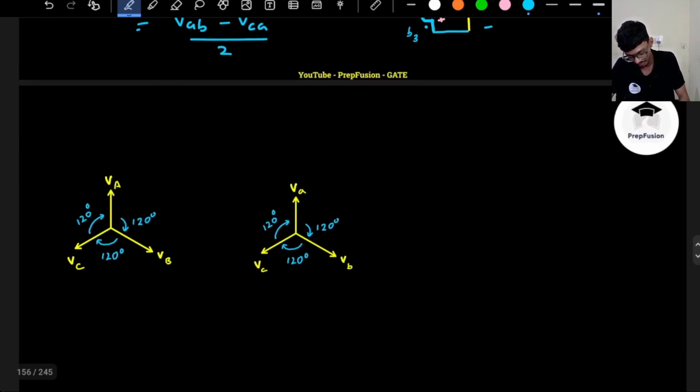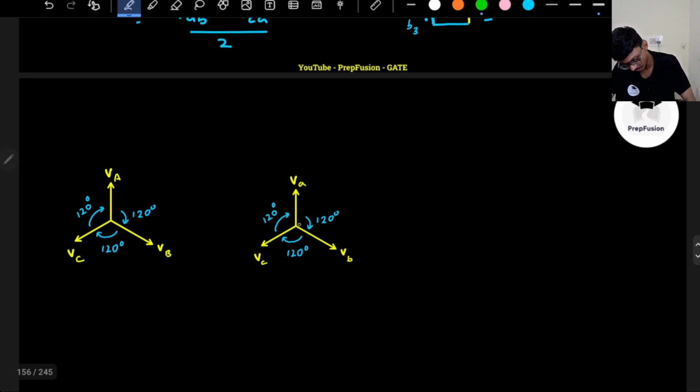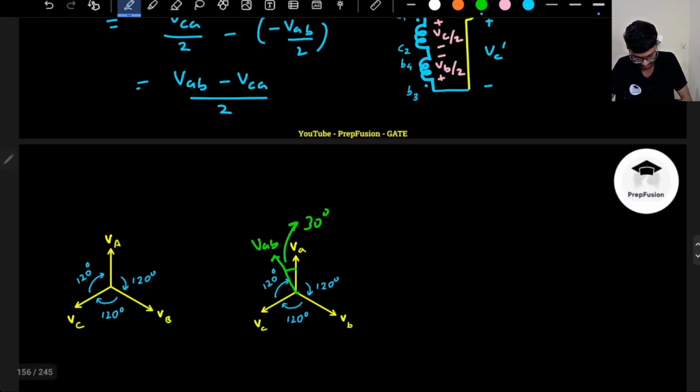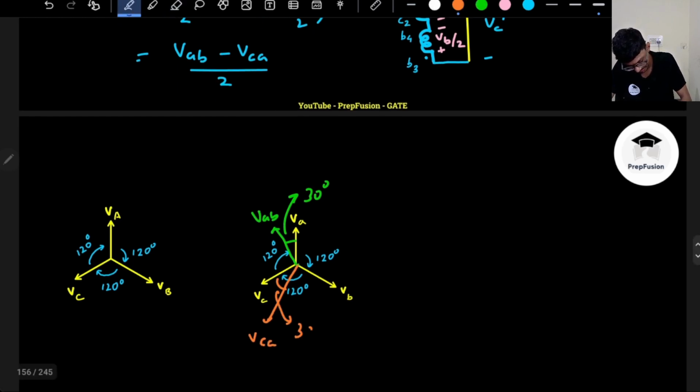So what is VAB? VAB will be somewhere around here, correct? VAB is somewhere around here, small VAB, right? It is 30 degrees from here, right? This is 30 degrees. What is small VCA? VCA will be basically C, right? Will be somewhere around here. It will lead the VC by 30 degrees. So this will be VCA. Now what we are doing, so this angle is 30 degrees. We are subtracting VCA from VAB. So VAB is here. I will write minus of VCA. Minus of VCA will be here.